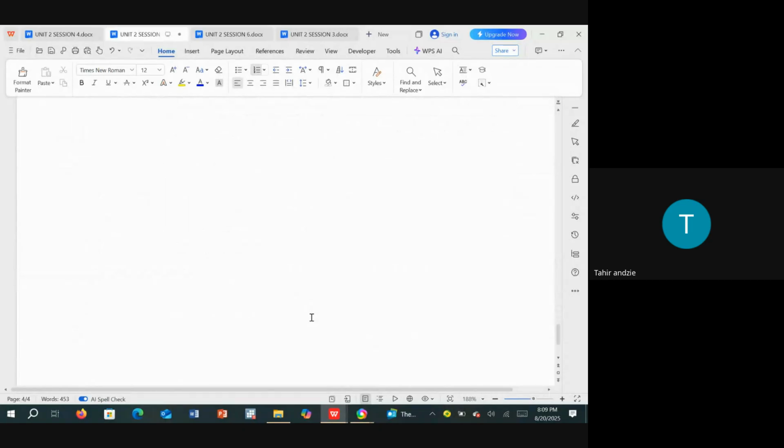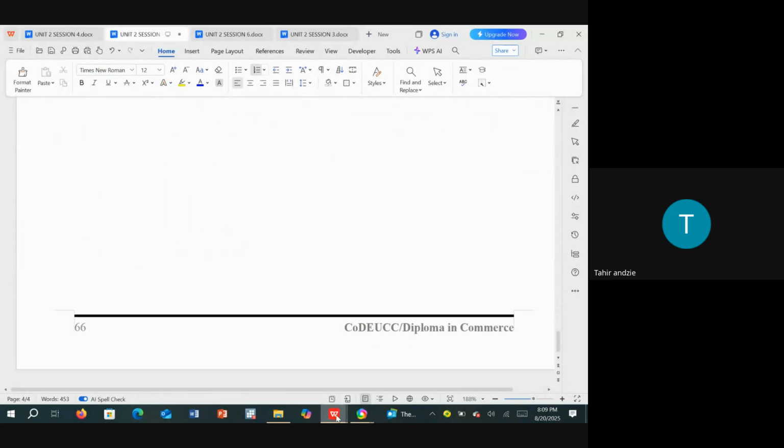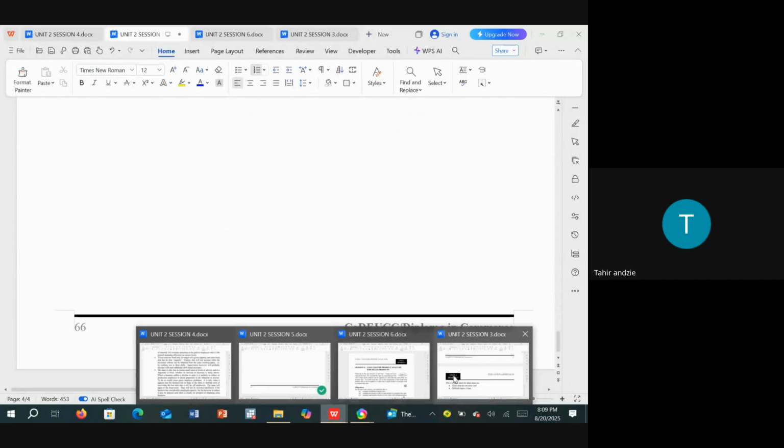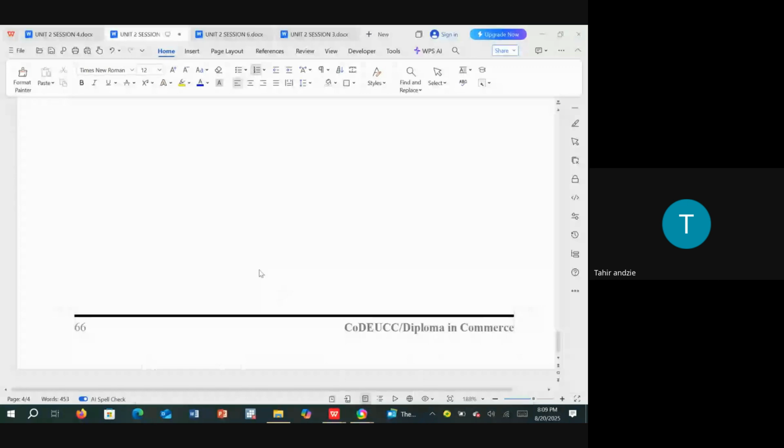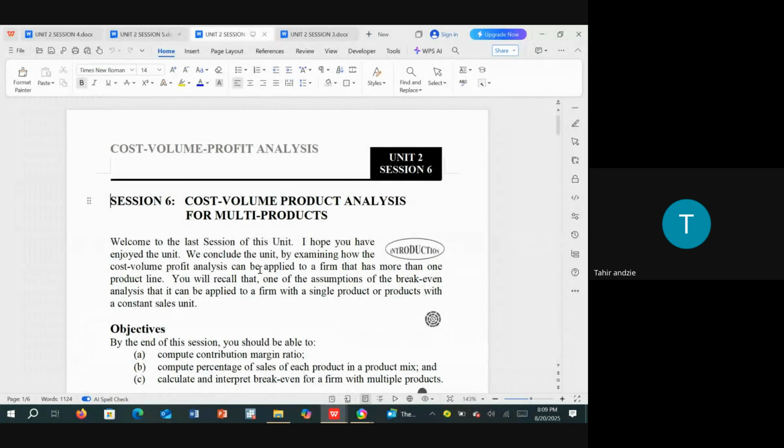Right. So let us now move on to the last session of Unit 2, then we move on to Unit 3. So the last session of Unit 2 here, we are looking at the multi-products approach, or the cost volume profit analysis for multiple products.